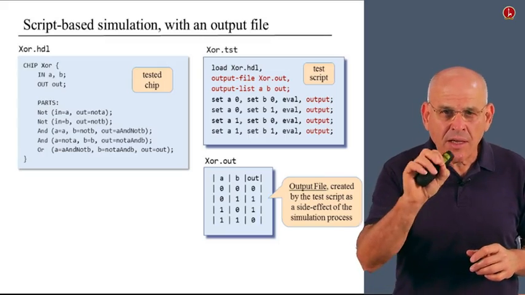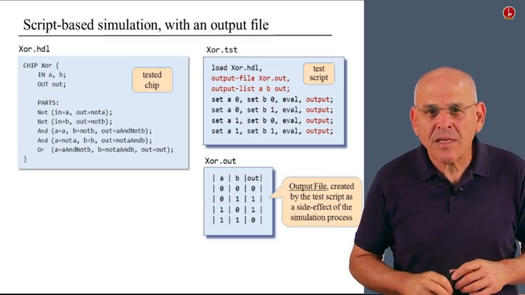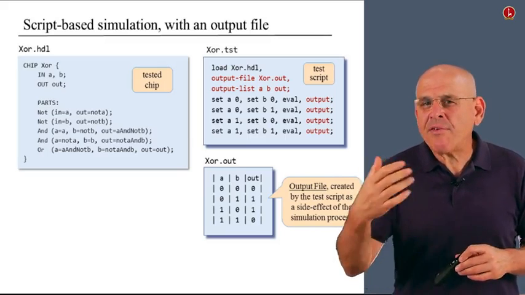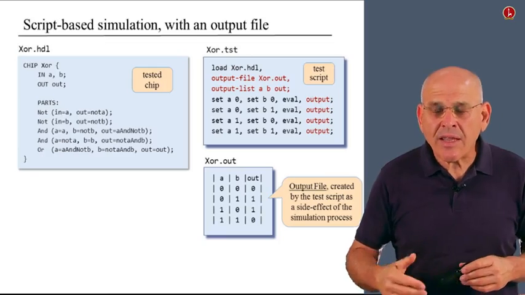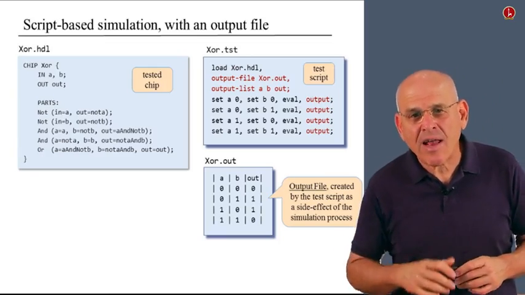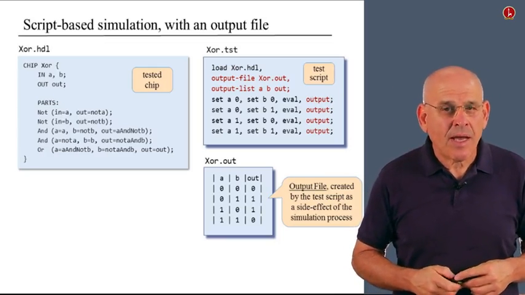So as you see, the third line of the script says the output list is A, B, and out. And so whenever the simulator sees the directive output, it will write to the output file the current values of A, B, and out.